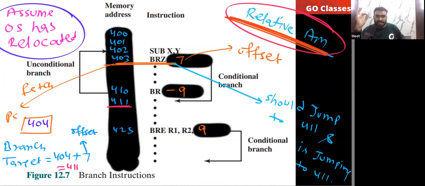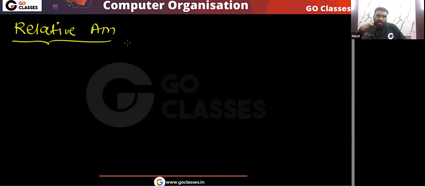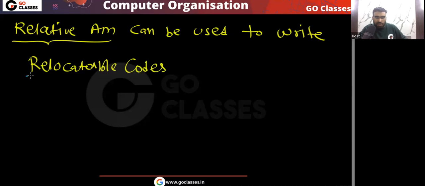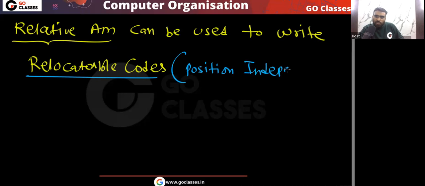Now, did you understand that relative addressing mode is actually giving you the relocation capability? Yes or no? So this is a very important addressing mode. Relative addressing mode can be used to write relocatable codes. Relocatable code means position independent codes.